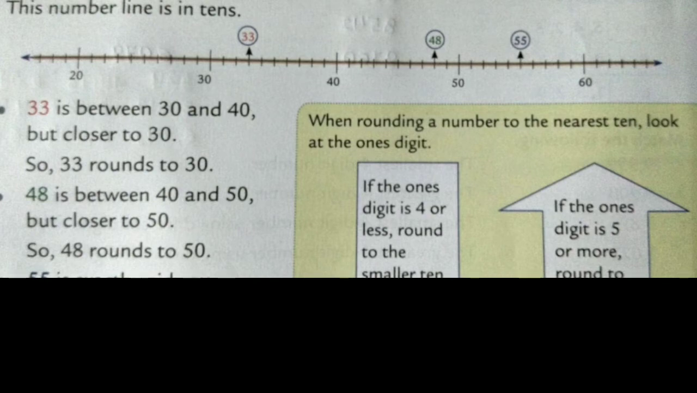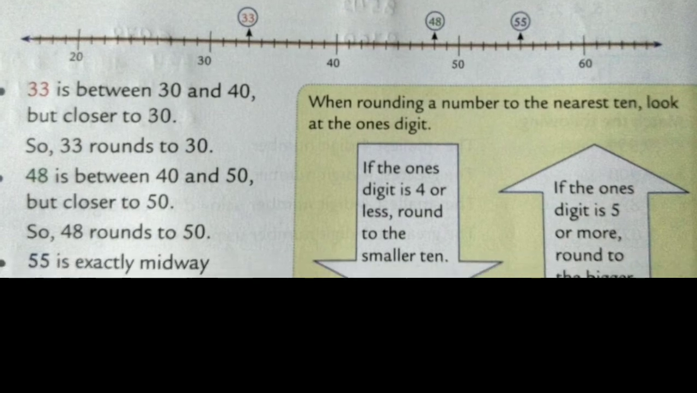So our question is: 33 is between which numbers? First we have to see that between means 33 will come in which two tens. So 33 will come between 30 and 40. But we have to find which number it is closer to, 30 as well as 40. So 33 will be near or closer to 30.